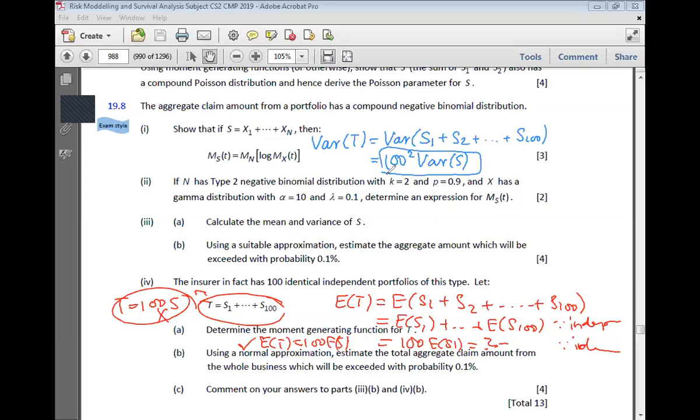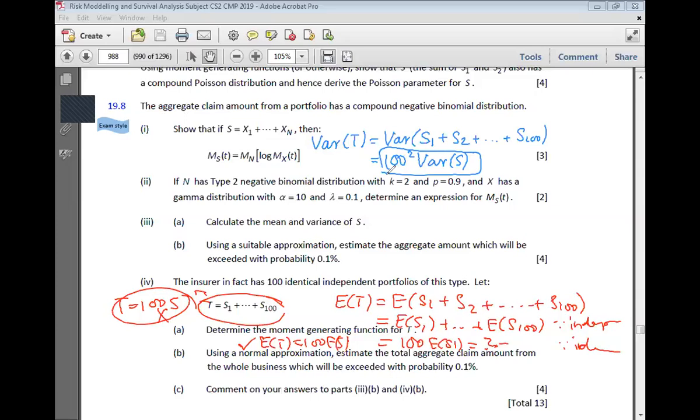The same reason we gave for the expected value: T is not equal to 100S, so we can't write T equal to 100S. But we can write the expected value of T as 100 times the expected value of X. The same reason applies here as well.